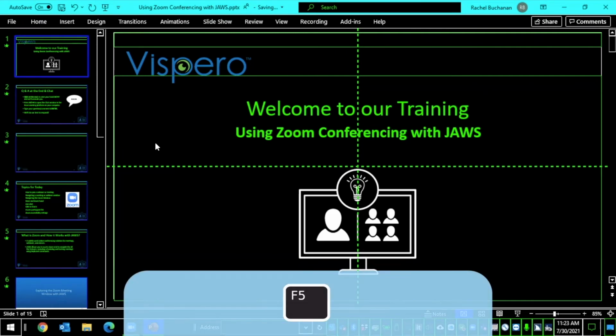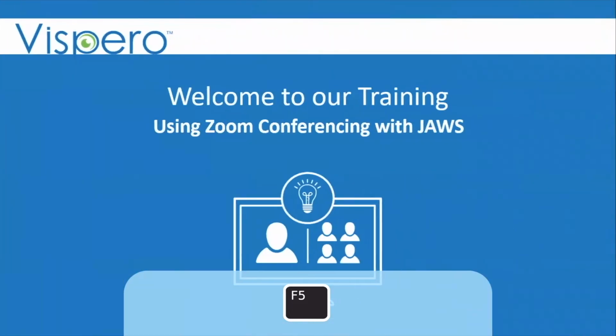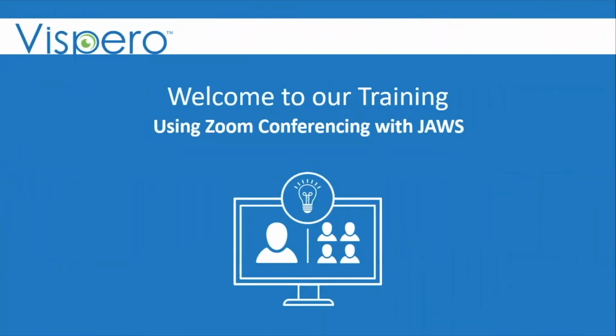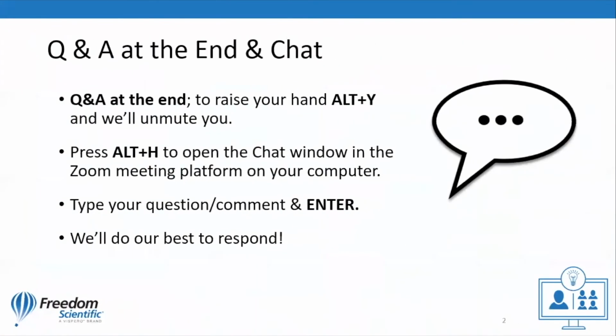Now I'll press F5 to go into presentation mode and review my timings. F5. PowerPoint slideshow using Zoom conferencing with JAWS.pptx. Slide 1, welcome to our training. Slide 2, Q&A at the end and chat. All right, and that is slide 2. We spent quite a long time on slide one, so we may have jumped a little time in reality, but our timings are working and JAWS will speak every time the slide changes.